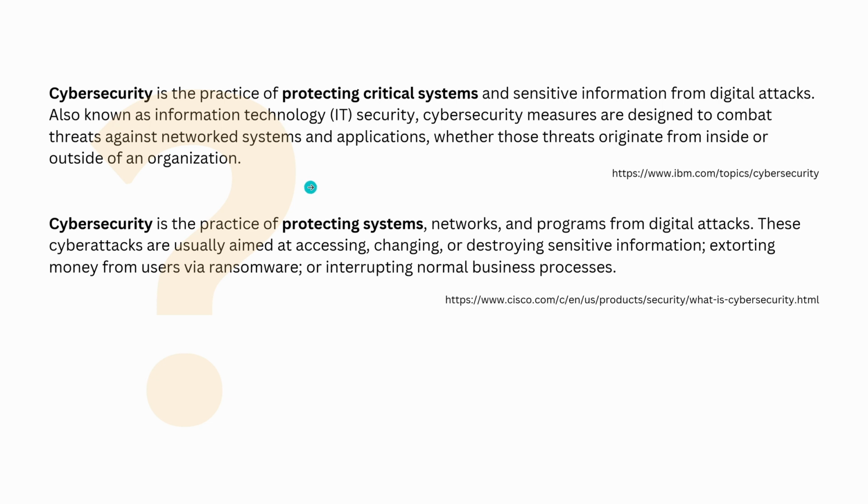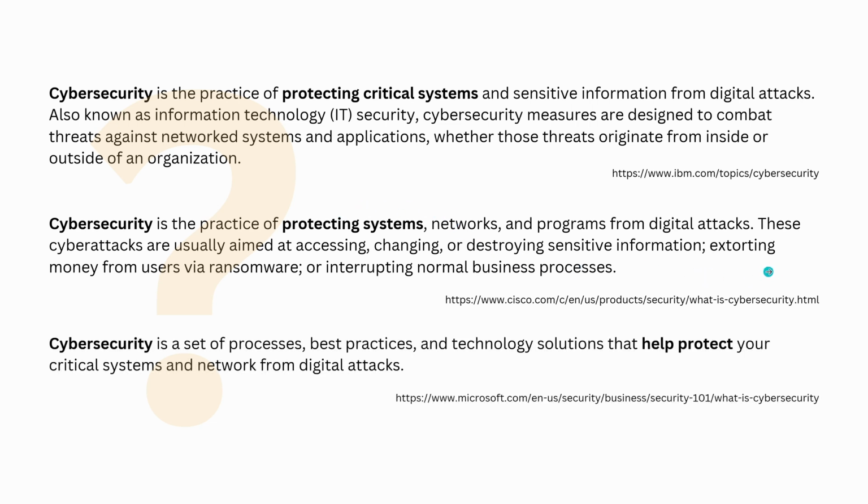So, if you want to know, hey, by the way, cybersecurity, what exactly is this? I have here from IBM a definition and here from Cisco a definition. And you know, sometimes it's the little words that you notice. IBM says cybersecurity is the practice of actively protecting critical systems. And Cisco says cybersecurity is the practice of protecting systems, actively.